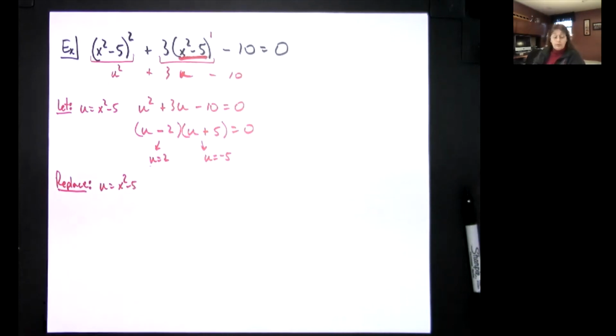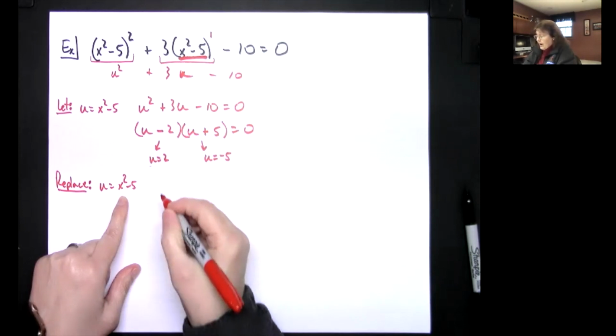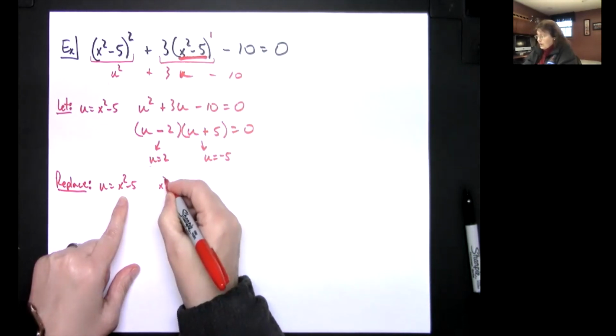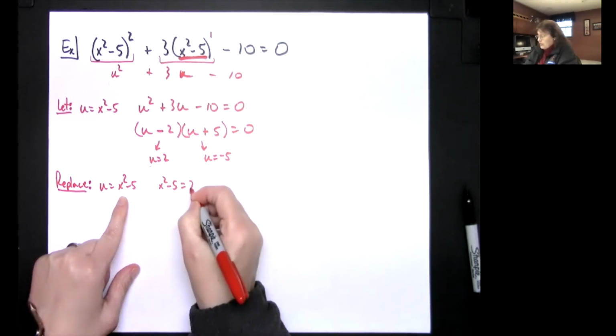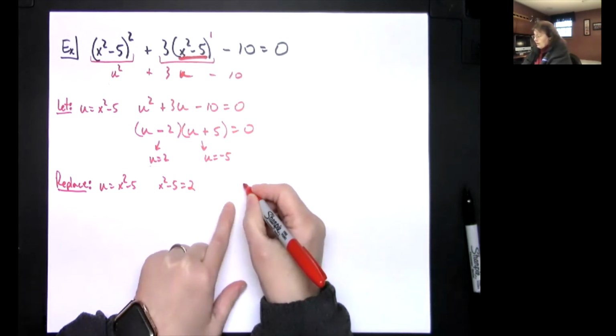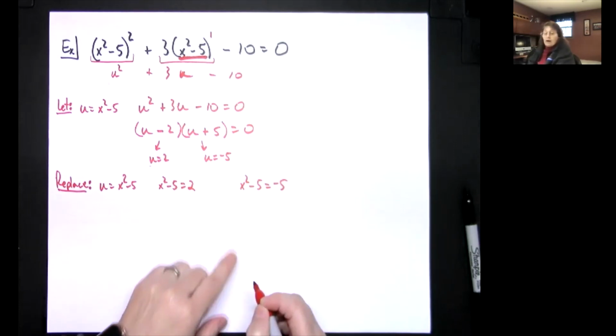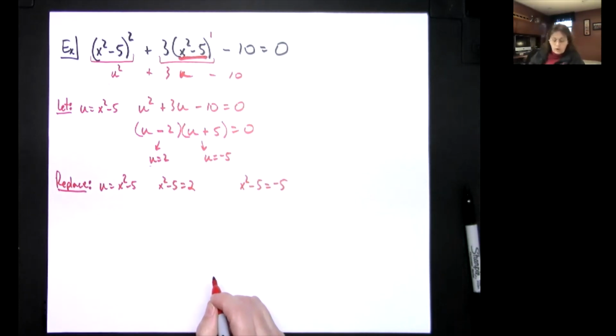Now this time there's a little bit more to it. When I plug this x squared minus 5 in for u, for this first one, I'll have x squared minus 5 is equal to 2. Over here, plugging it in right there, I'll have x squared minus 5 equals negative 5. So just a little bit more work there on solving that.